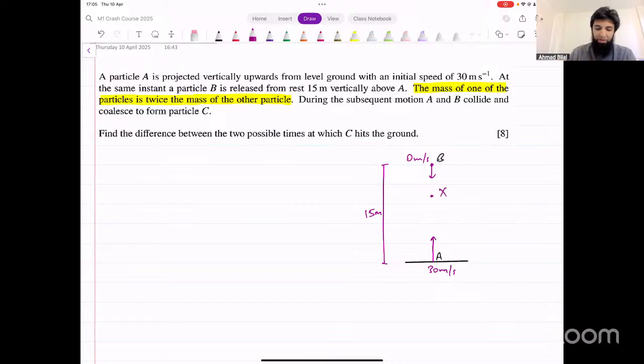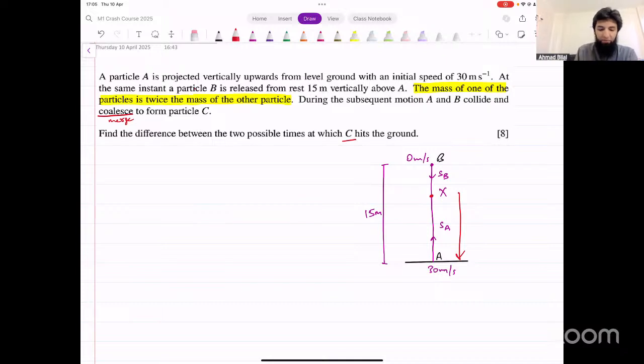So what happens is B moves down by a certain distance. Let's call that the displacement of B, SP. And A moves up by a certain distance. Let's call that the displacement for A. And at this point X, they collide with each other and coalesce. They coalesce, that means they merge to become a single object. And this merged object, C, goes down and hits the ground. And we have to find the difference between the two possible times.